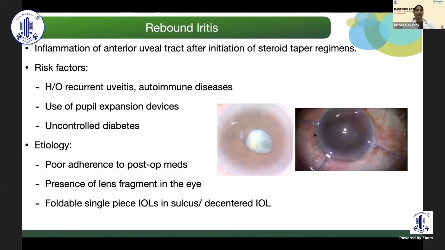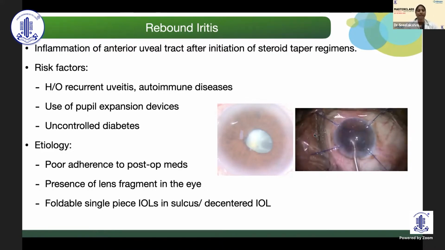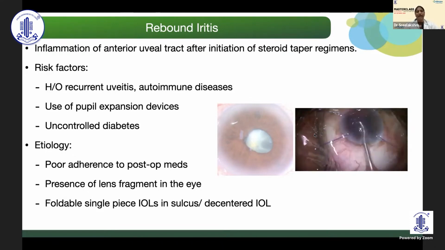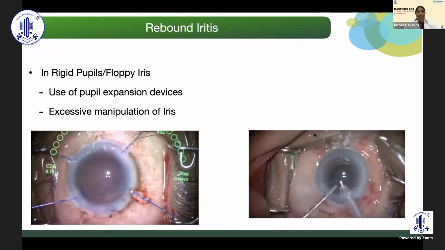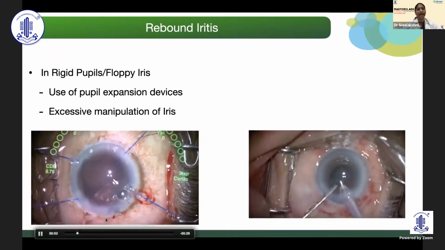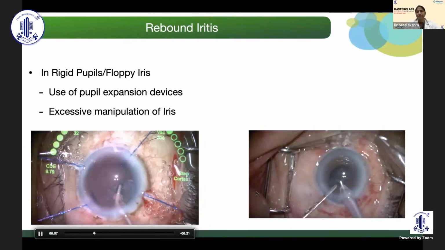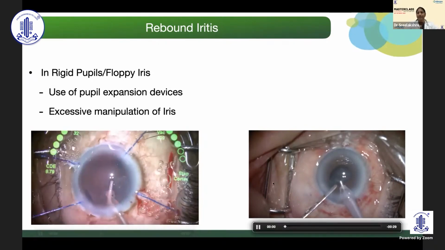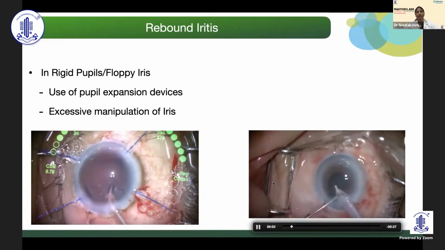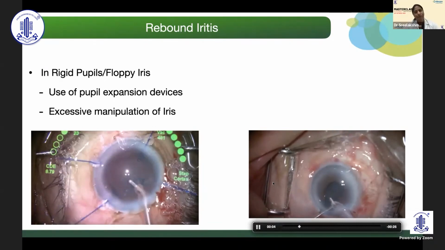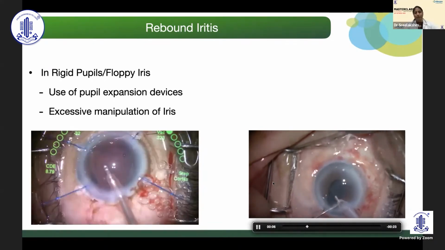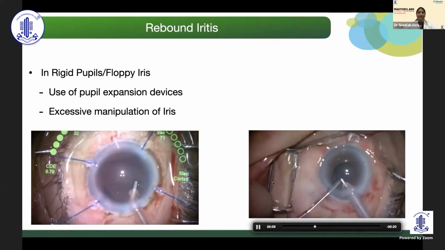And other things, as already Dr. Gopala just said, very elaborately spoke about the floppy iris or rigid pupil scenarios. In this, you are manipulating the iris so much, you are likely to get this rebound iritis. Sometimes we can get away without using the expanders. I'm more comfortable with the retractors than the ring. So I usually do this, but sometimes it can get away.